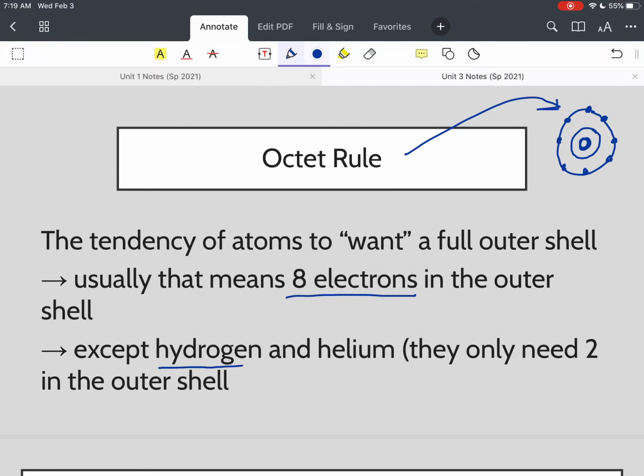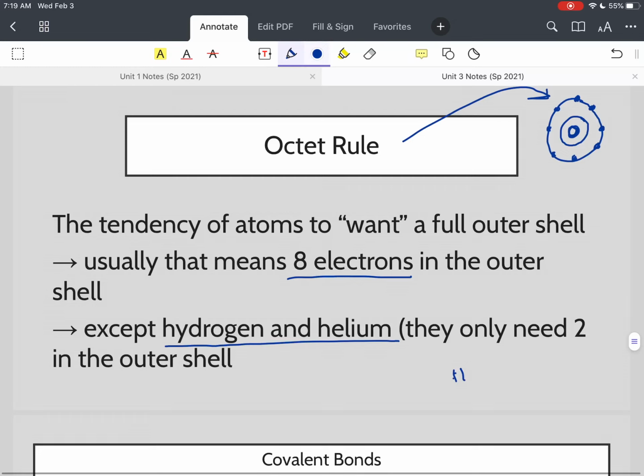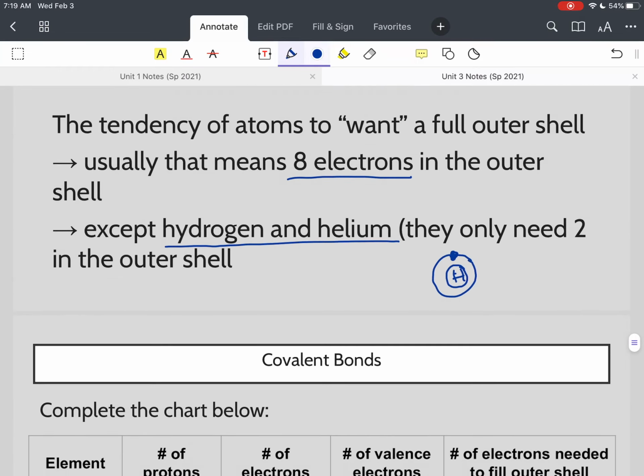And then don't forget hydrogen and helium are different because they only need 2. Because if you think about hydrogen, it only has 1 electron, and that first energy level can only hold 2. So it really only needs 1 more to have that happy full shell, okay? So that first shell can be full with just 2.